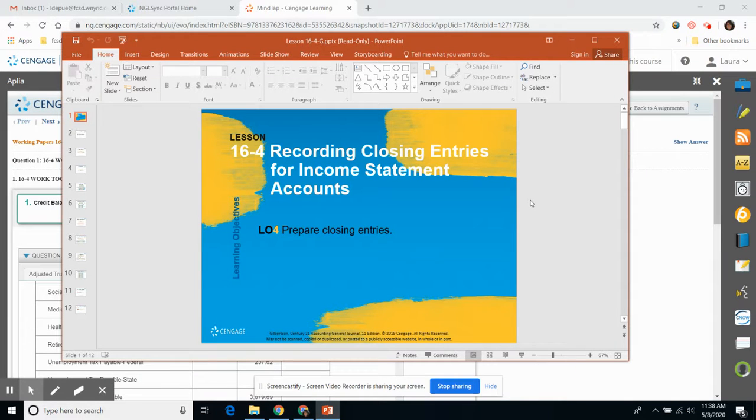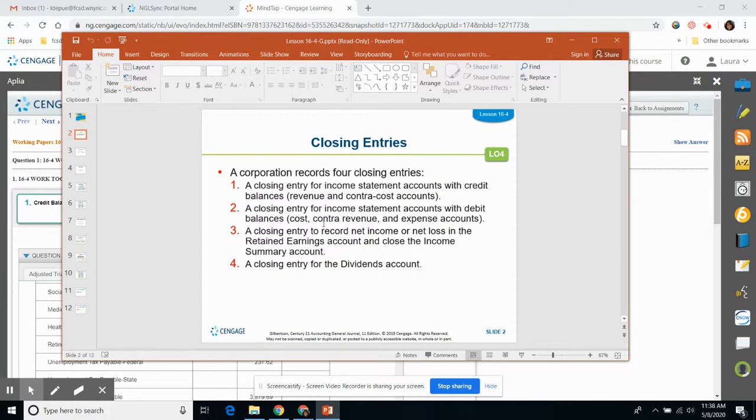16-4 is going to be all about the recording of closing entries for income statement accounts. So we're going to learn 4 different closing entries. The first one is going to focus on closing entries for income statement accounts with credit balances.